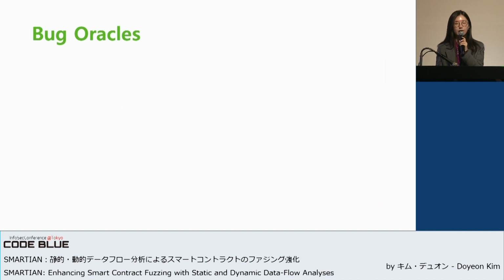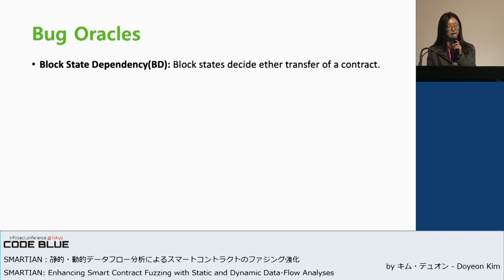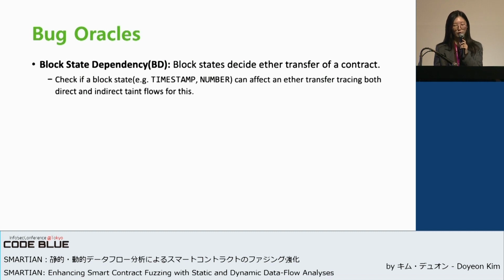And the next one is block state dependency. This occurs when block states such as timestamp and number can decide either transfer of a contract. So we check if a block state such as timestamp and number can affect an either transfer, tracing both direct and indirect flows for this.